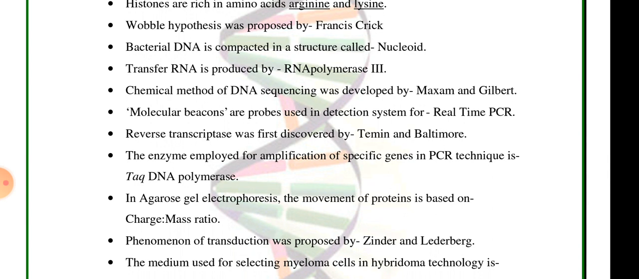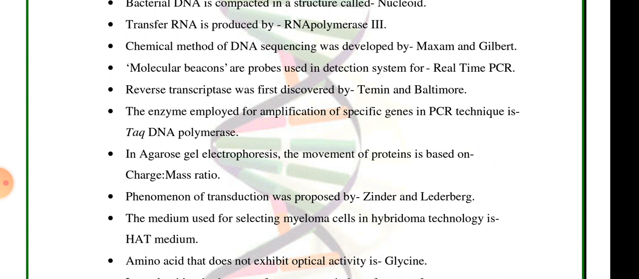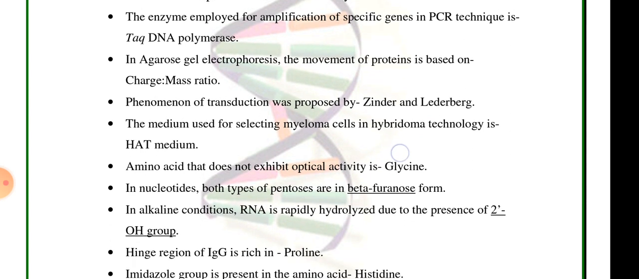The medium used for selecting myeloma cells in hybridoma technology is HAT medium. The amino acid that does not exhibit optical activity is glycine. In nucleotides, both types of pentoses are in beta furanose form. In alkaline conditions, RNA is rapidly hydrolyzed due to the presence of the 2' hydroxyl group.